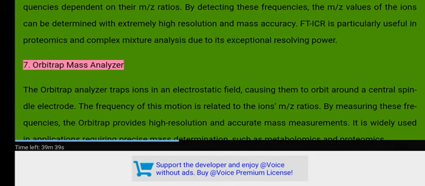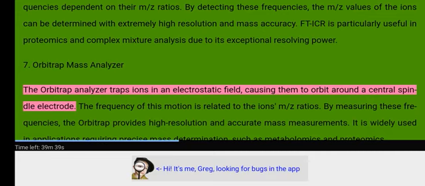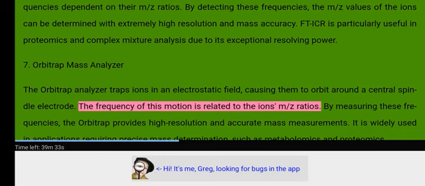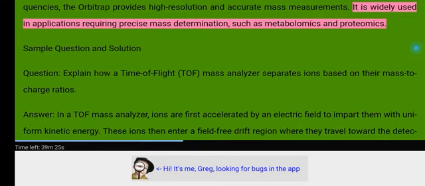7. Orbitrap mass analyzer. The Orbitrap analyzer traps ions in an electrostatic field, causing them to orbit around a central spindle electrode. The frequency of this motion is related to the ions' m/z ratios. By measuring these frequencies, the Orbitrap provides high resolution and accurate mass measurements. It is widely used in applications requiring precise mass determination, such as metabolomics and proteomics.